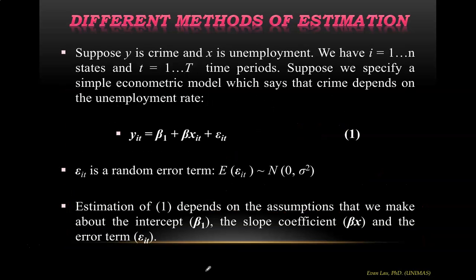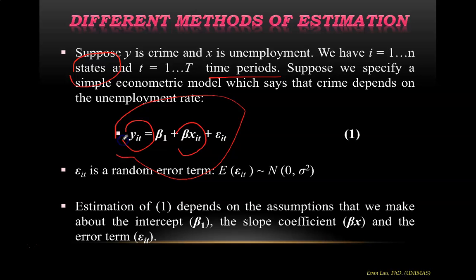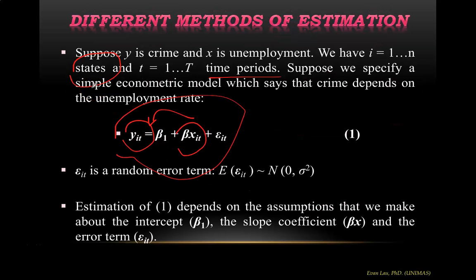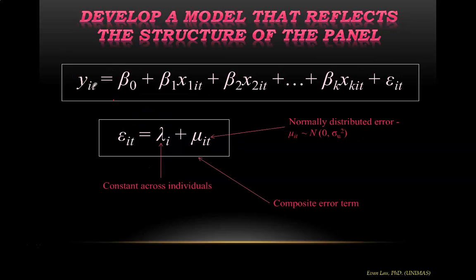All right, so this is an example. Suppose Y is crime, X is unemployment. We have i from 1 to n states for the cross section, and t is the time period. We specify the model like this, with X as unemployment and Y as crime. So how does unemployment affect crime? The assumption here is how we develop the structure of the model. This is a common example of panel analysis.